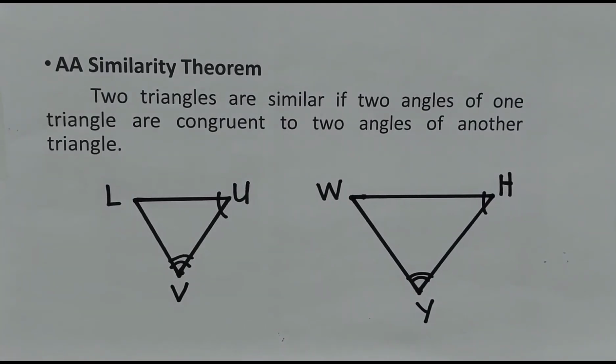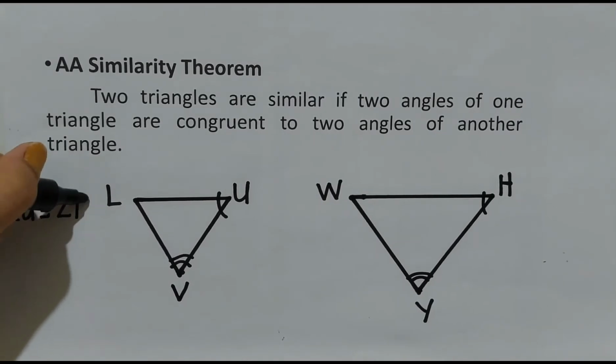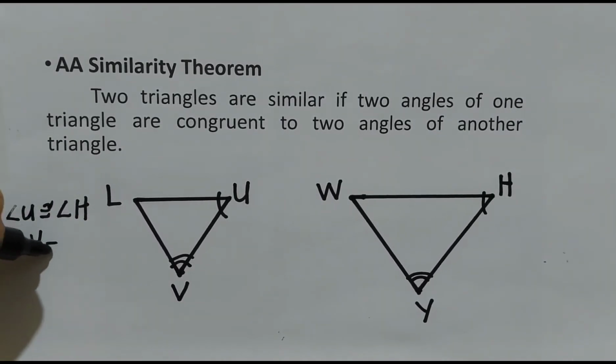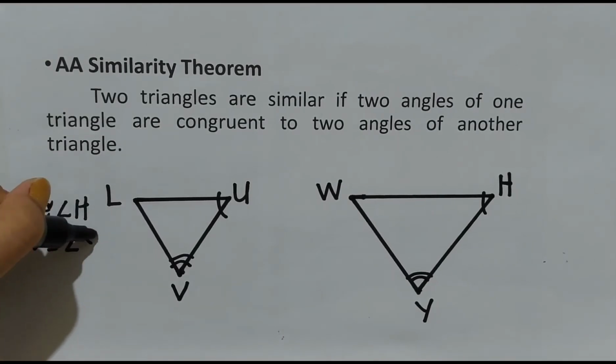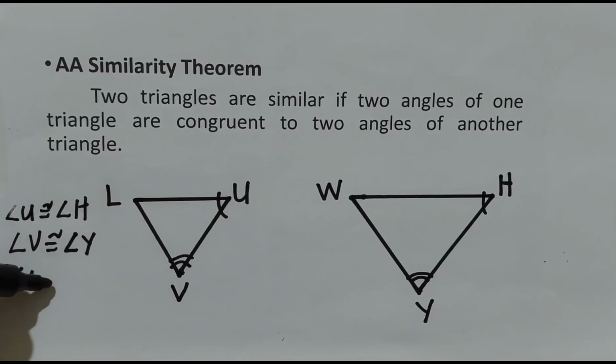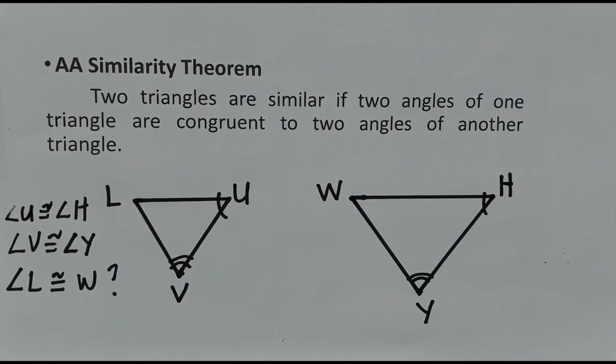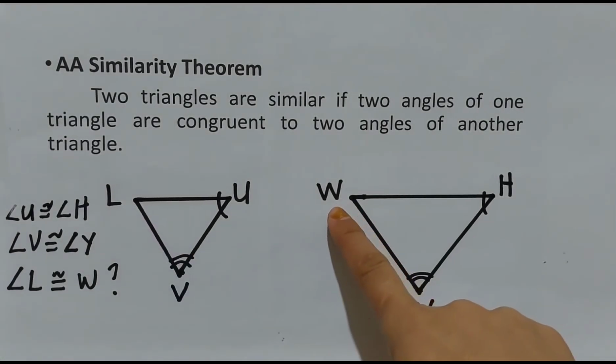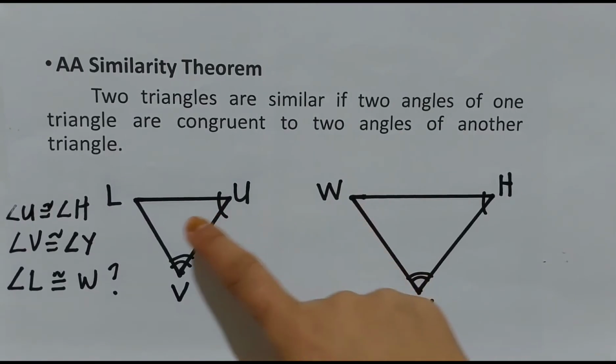Now, there is a sign or symbol that indicates the angles that are congruent. So, in this triangle LUV, we can say that angle U is congruent to angle H. Then angle V is congruent to angle Y. Can we say that angle L is congruent to angle W? According to the theorem, if only two angles are congruent to the other triangle, then the two triangles are similar. Now, we will give an exact measure for each angle, then we will find the measure of angle L and W to make sure if they are really congruent.